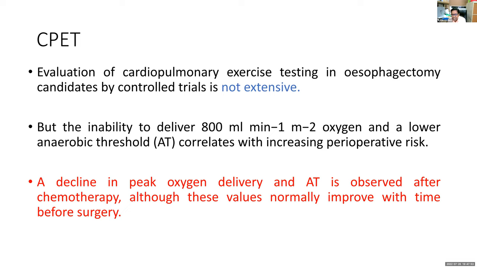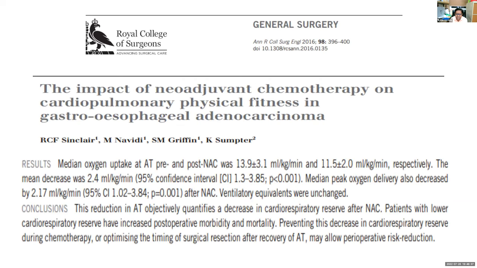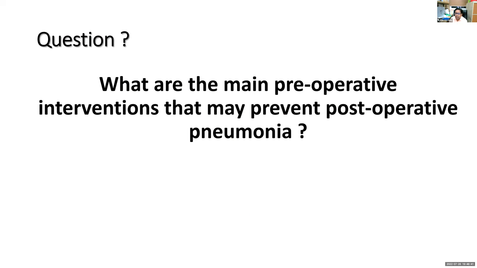The evaluation of cardiopulmonary exercise testing in esophagectomy is not extensive, but there are many publications showing the beneficial role of CPET in these types of surgical procedures. It has been seen that when these patients receive chemotherapy, their peak oxygen uptake and anaerobic threshold decrease, and that usually improves with time. We have discussed earlier that after neoadjuvant chemotherapy, we give a window period of 4 to 6 weeks for physiological improvement. In this period, we can use CPET as a modality for prehabilitation, not just to monitor them but also to train the cardiorespiratory function so that they can improve. And there are numerous studies coming up which have proven its beneficial role.